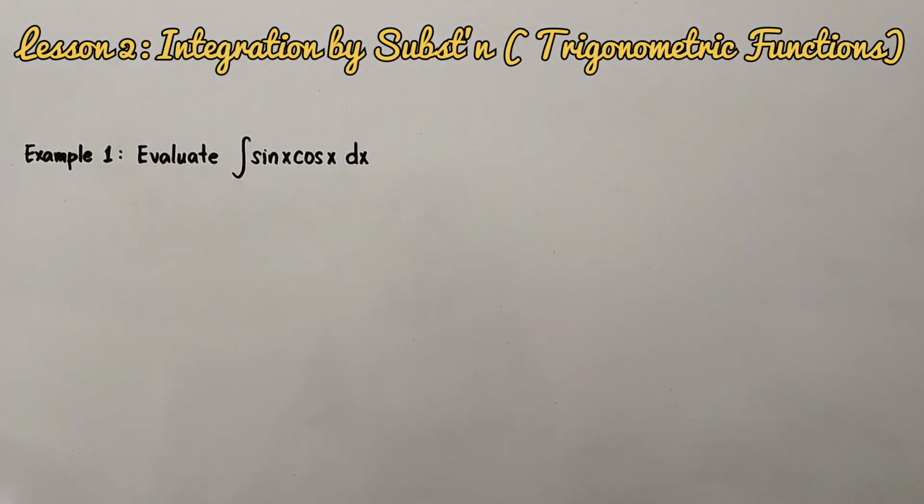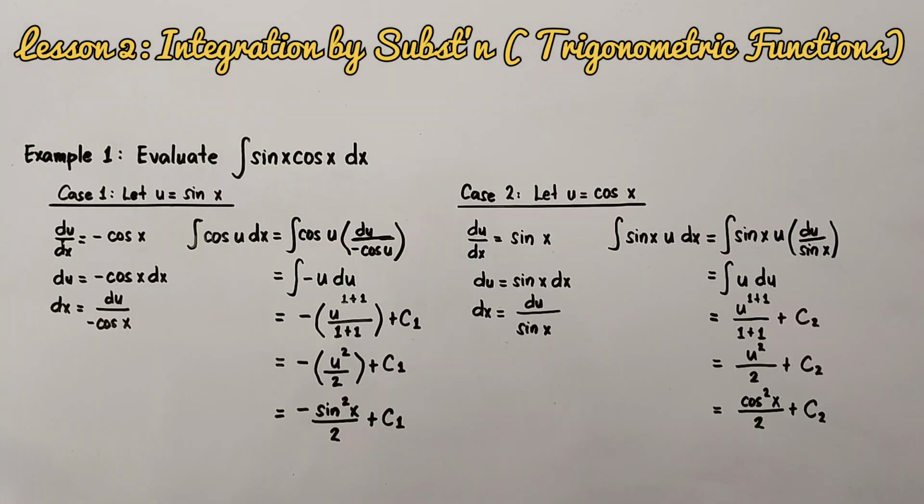The integral of sine x cos x dx has two cases. We can use sine x as our u, or we can use cos x. For the first case, we will use c sub 1 and c sub 2 for the second case. For case 1, let u equal sine x, du over dx is cos x. Du is cos x dx, and dx is du over cos x. The integral of u cos x dx is equal to the integral of u cos x times du over cos x. We can cancel out the cos x.